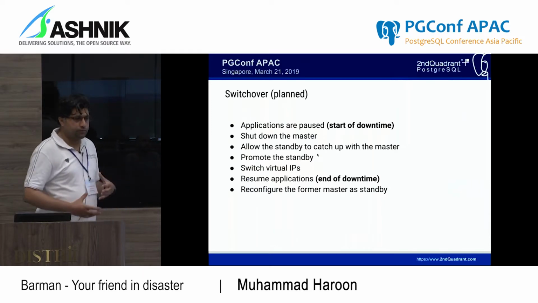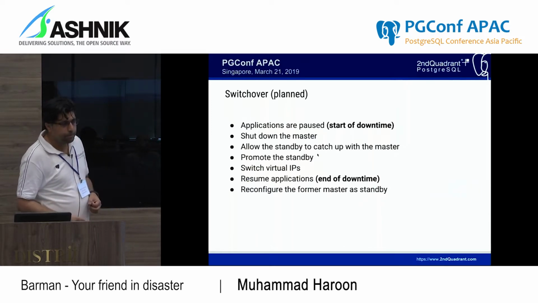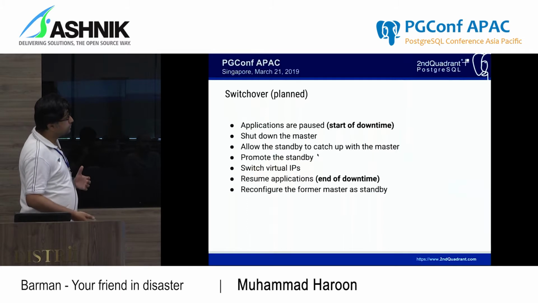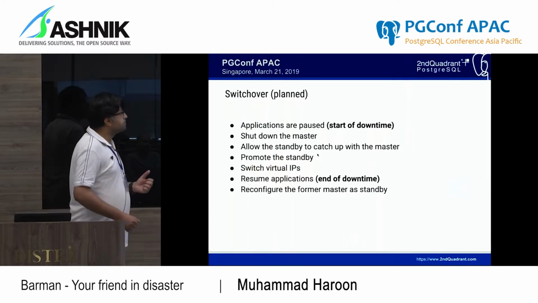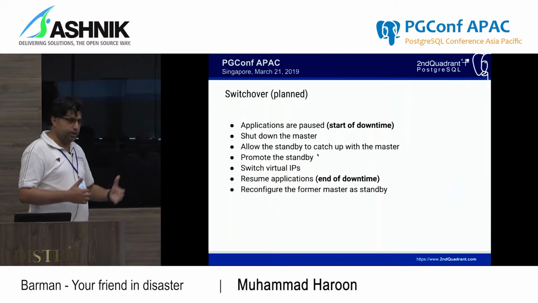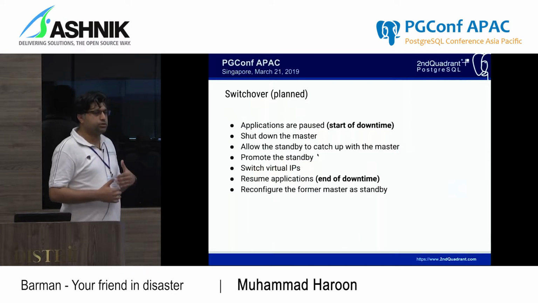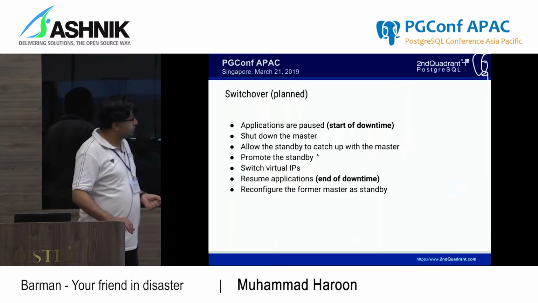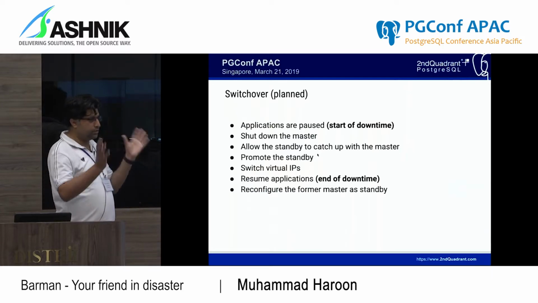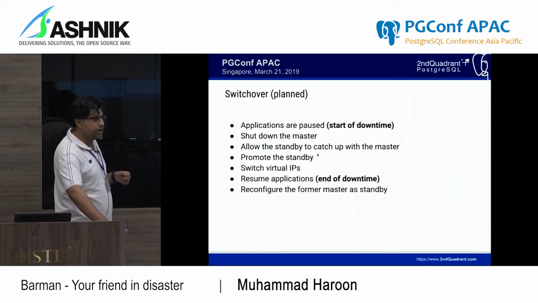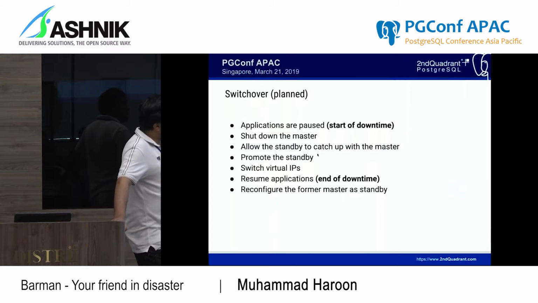So what happens with this sort of scenario if you need to do a switchover? And I'm assuming a planned switchover. What you do is you stop your applications, which is the start of your downtime. You shut down your master server, you allow your standby server to catch up to it, and then you promote your standby, which could be a manual process, of course, or could be automated. We'll take a look at that. You switch your virtual IPs or whatever other technology you have in place in order to repoint your applications. You resume your applications, and that's when your downtime ends.